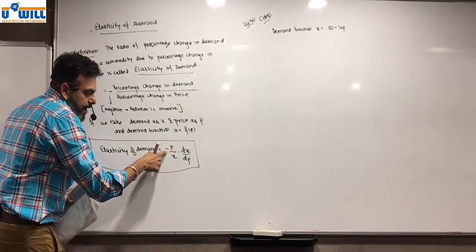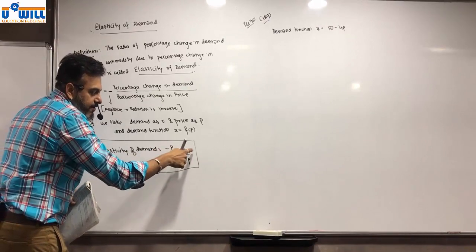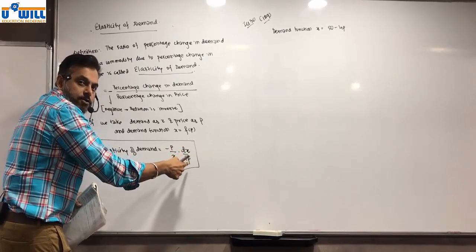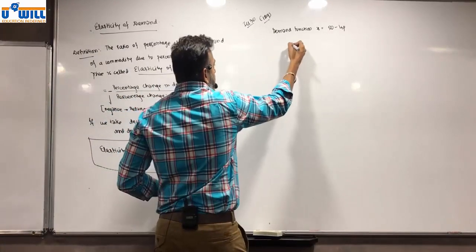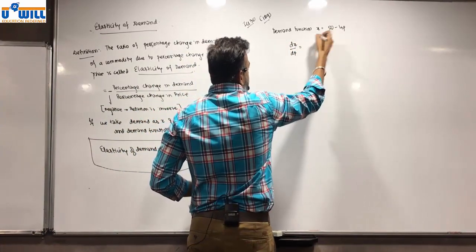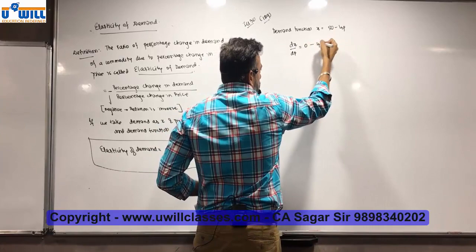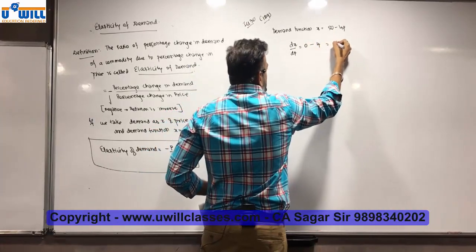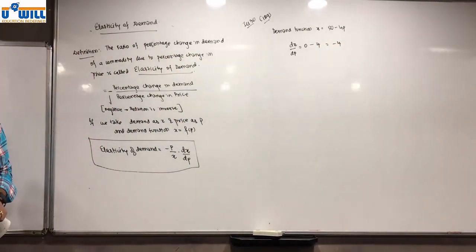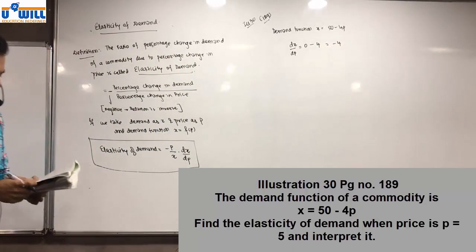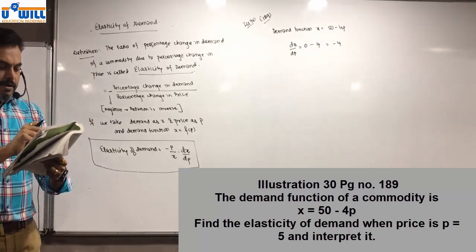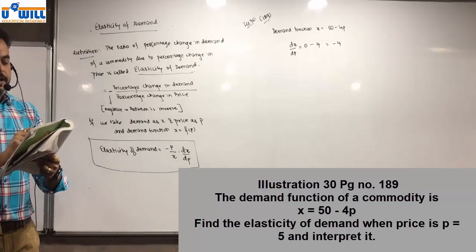Elasticity of demand is -P/X into the derivative of X with respect to price P. So we find the derivative of X with respect to P: 50 will become 0, 4P will become 4, which is equal to -4. Got it? Okay. Now, what we have to find? We have to find elasticity of demand when price is P = 5.